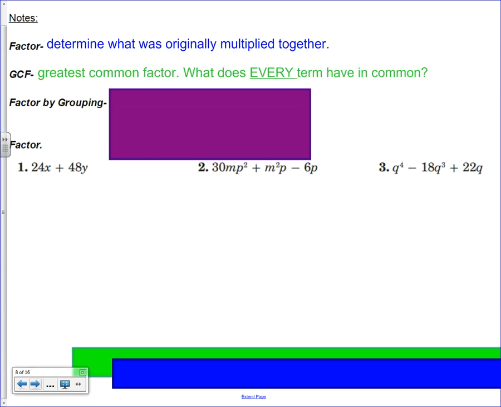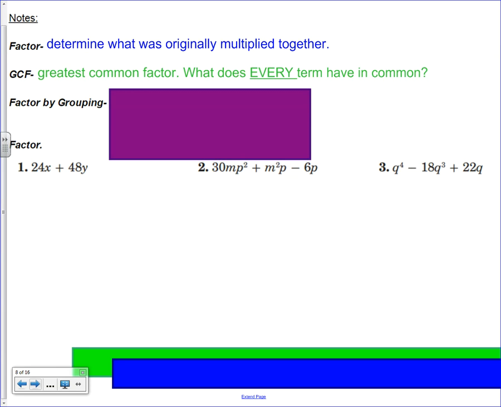Okay. So the greatest common factor, what does every term have in common? Notice the underlined word there of every. It can't just come out of one term. It can't just come out of two terms. It has to come out of every term in order for it to be a GCF. Correct. Yes, ma'am. The coefficient has to be true of that, and the variable has to be true of that.